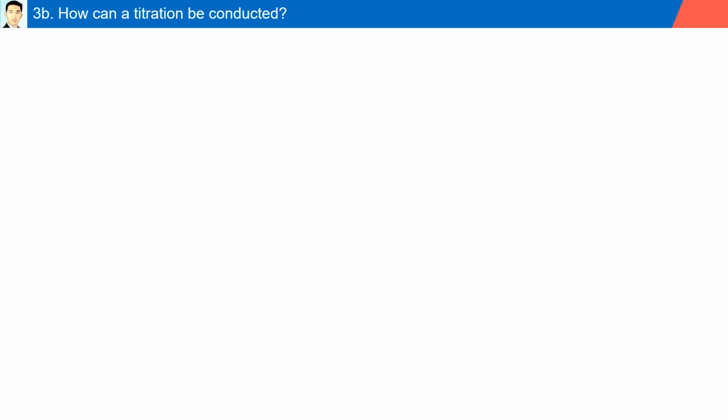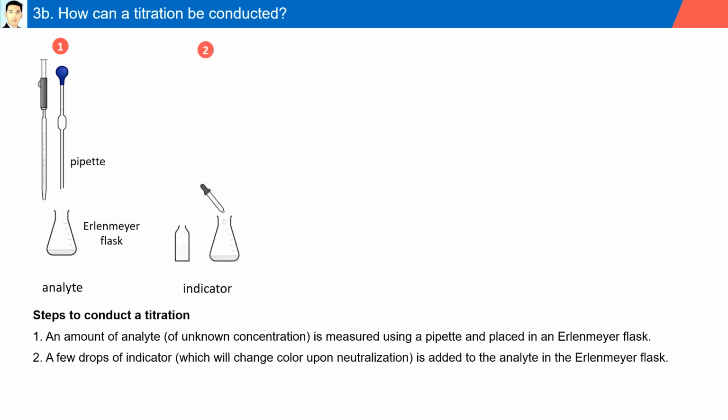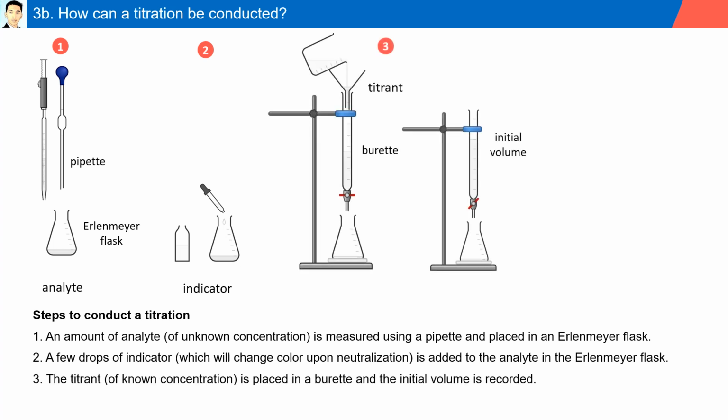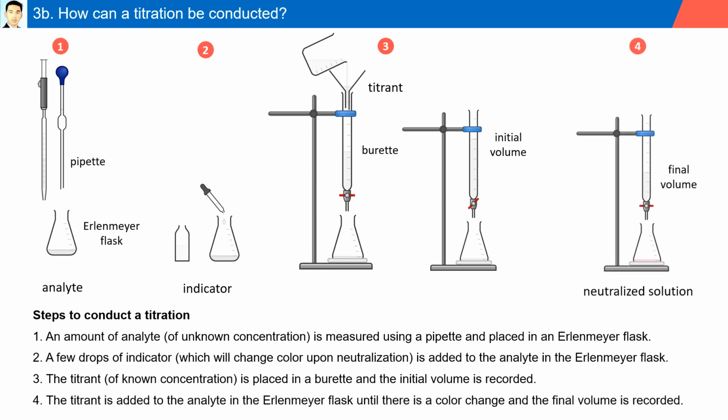How can a titration be conducted? The first step is to place an amount of analyte, that is the unknown concentration, using a pipette in an Erlenmeyer flask. The next step is to add a few drops of indicator, which will change upon neutralization, to the analyte in the Erlenmeyer flask. Third, we place the titrant of known concentration in a burette, and the initial volume is recorded. Finally, the titrant is added to the analyte in the Erlenmeyer flask until there's a color change, and the final volume is recorded.